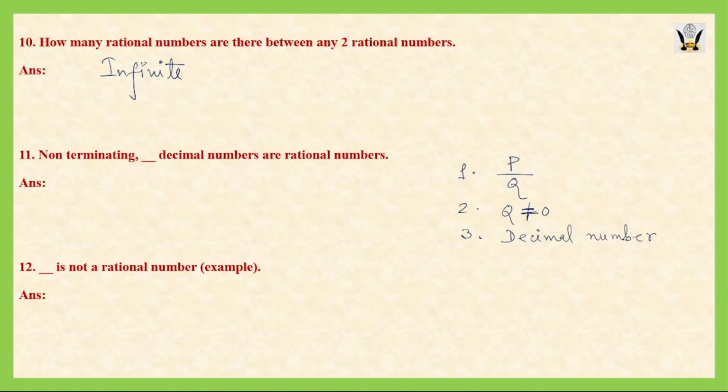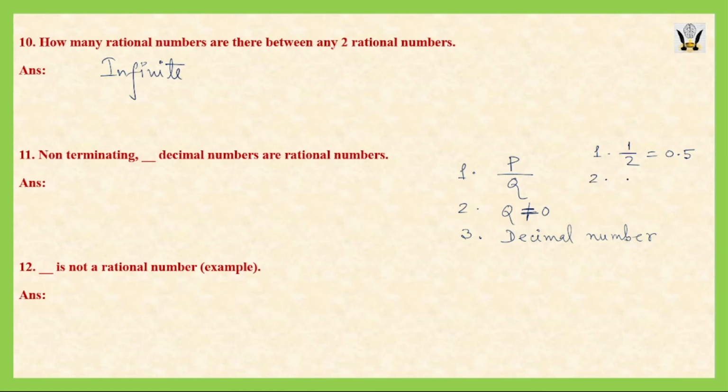Now this decimal number either will be a terminating decimal number, like if we take an example as 0.5. 0.5 is basically the decimal form of this rational number 1 by 2. So 1 by 2 can be expressed as 0.5. So this is a terminating decimal number.